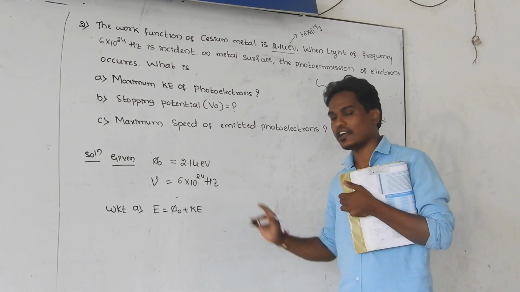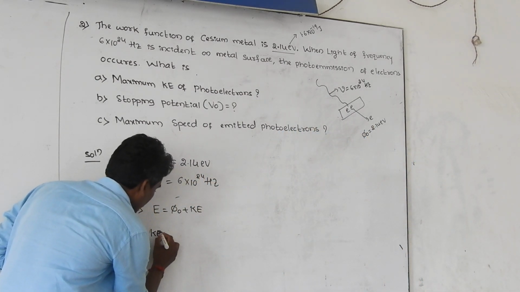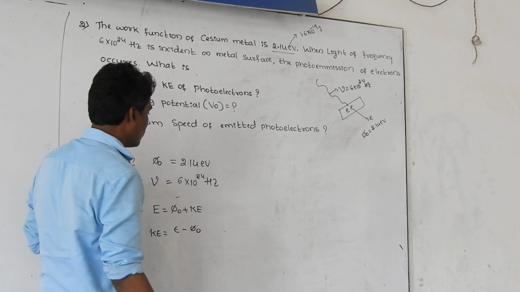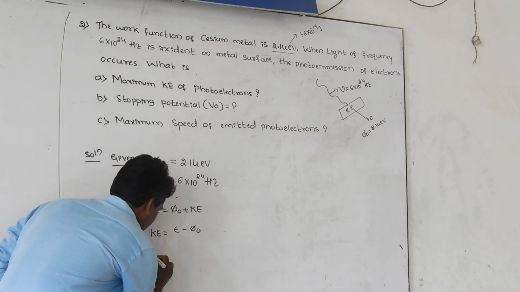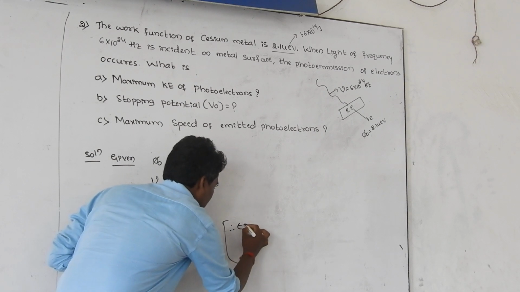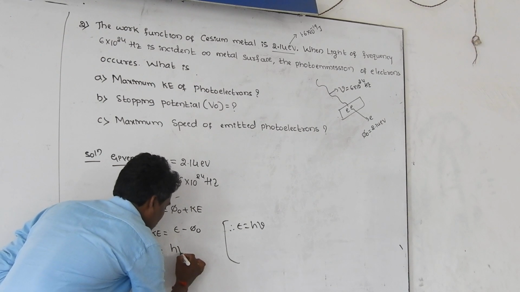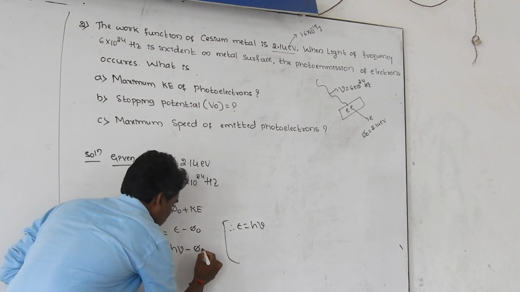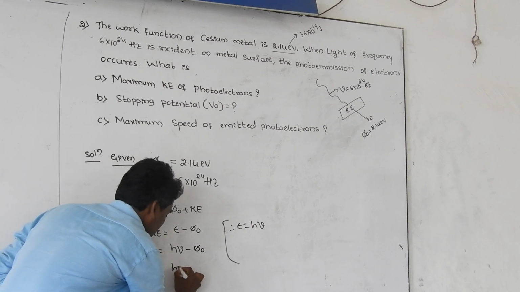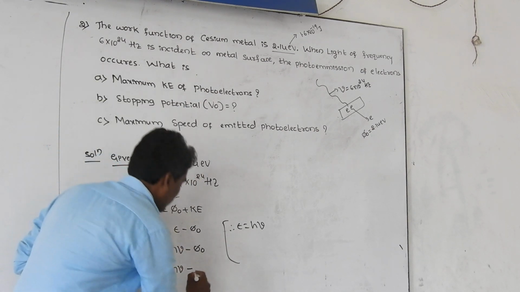Here you need to find out kinetic energy. Kinetic energy is equal to E minus phi naught. E can be written as, you know very well, E is equal to h nu. Replace E with h nu, minus phi naught. Then kinetic energy is equal to h nu minus the work function value he has given, that is 2.14 electron volt.